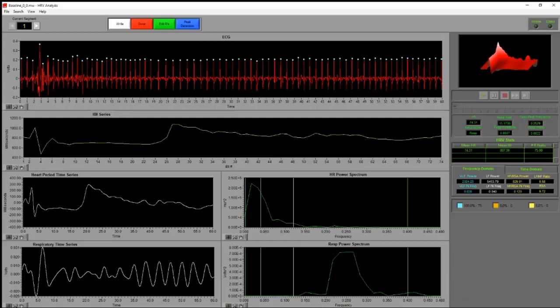From here, these other statistics are likely not going to be used too much, but individually, if you were interested in these things, we will give you the power in each of these spectrums, the peak within there. And then here is the all-important statistic that most people are using MindWare's HRV application for, which is RSA.